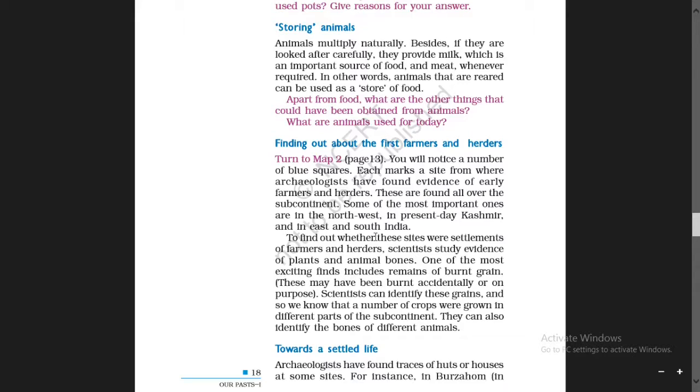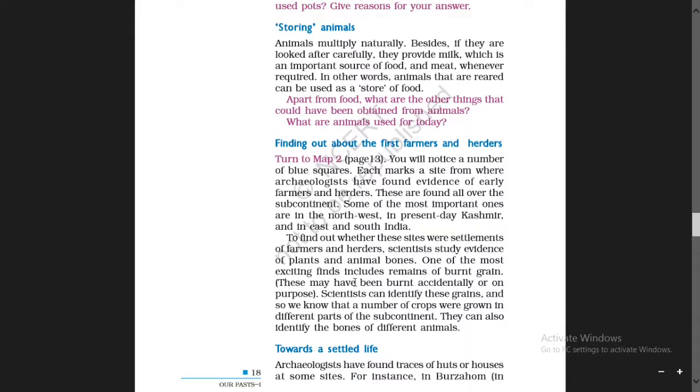To find out whether these sites were settlements of farmers and herders, scientists study evidence of plants and animal bones. That means, where these farmers and herders used to live. To find this out, scientists study proof of plants and animal bones. One of the most exciting finds includes remains of burnt grain.